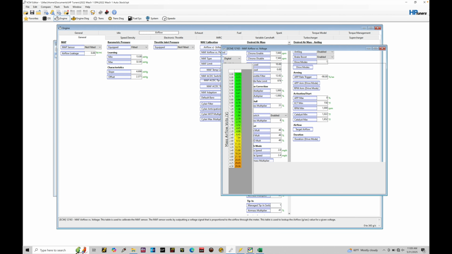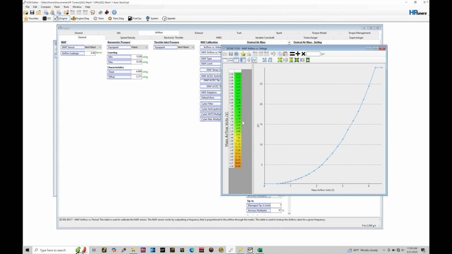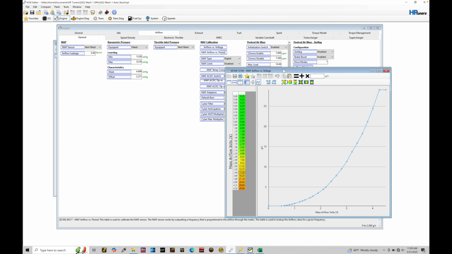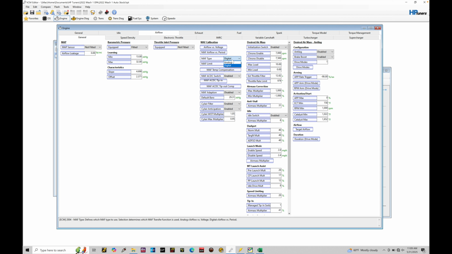The airflow versus voltage is kind of in a legacy programming in the engine control modules. This is an older type of mass airflow sensor calibration curve that is always left in the Ford programming. I'm not quite sure why it's here. I'm sure there's a reason for it, but if we actually take a look, the MAF type is set here to digital. You can have it to analog, although I don't know what would happen if you switched it over, because everything is based around a digital type of mass airflow sensor.